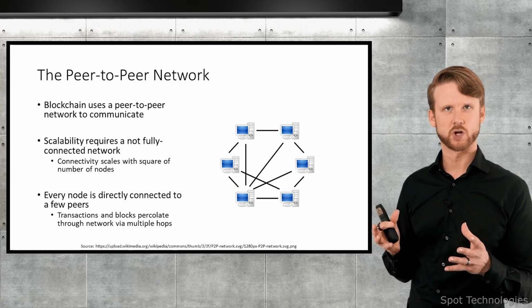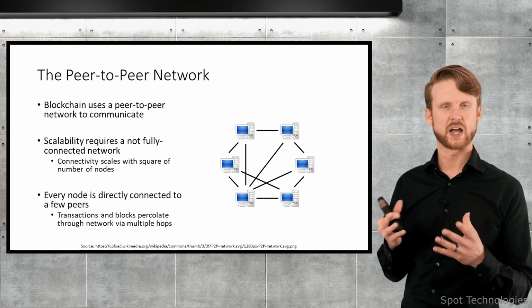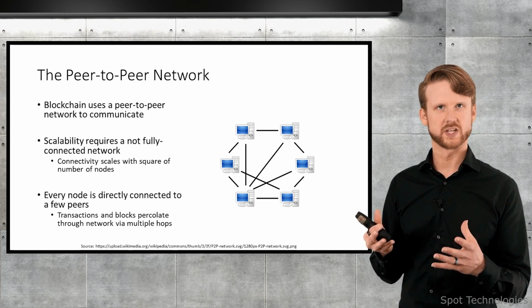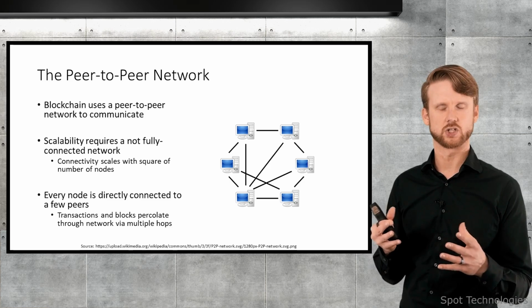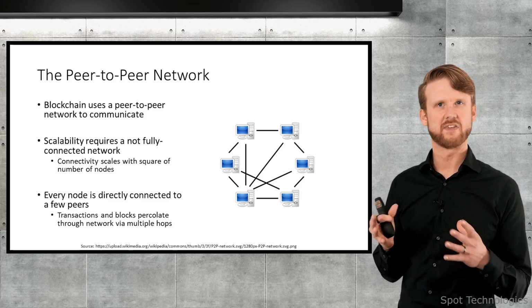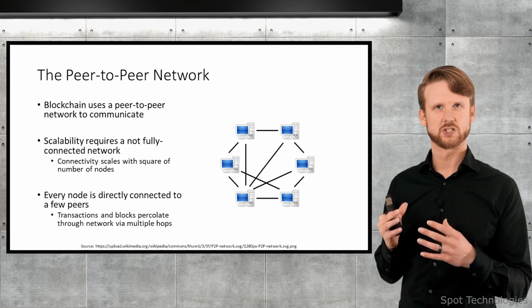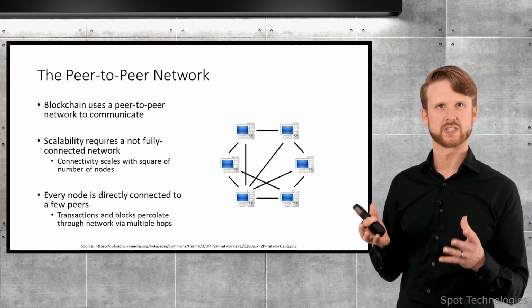And so this creates multiple different paths for the data to travel through the network, which is good for resiliency and decentralization. And the data eventually gets to everyone. It's just not a direct hop through a centralized server.